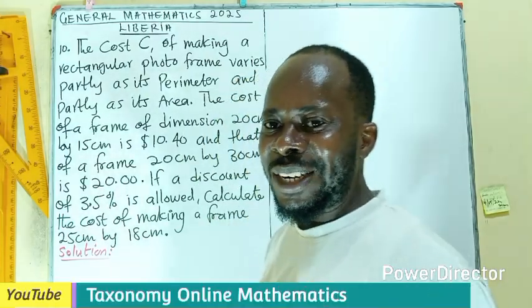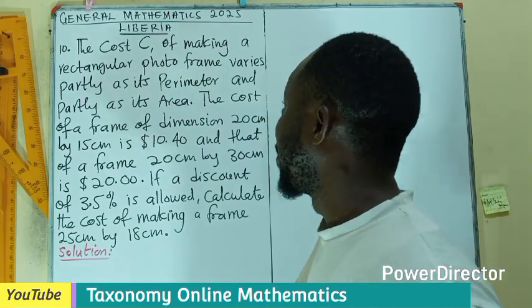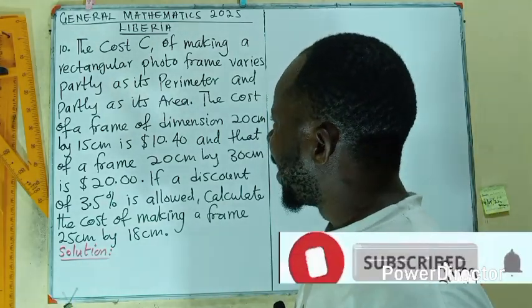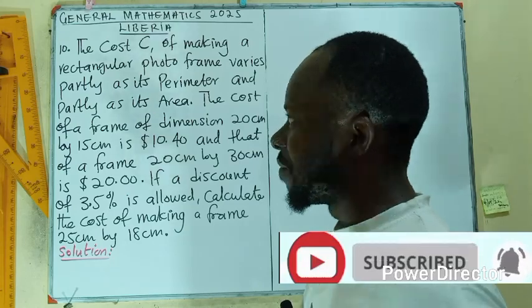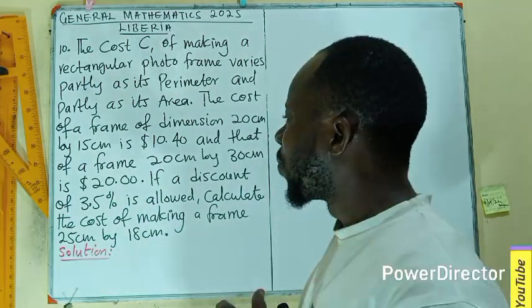Welcome, question 10 on variation. This is the partial variation, General Mathematics 2025 for Liberia. A cost C of making a rectangular photo frame varies partly as its perimeter and partly as its area.